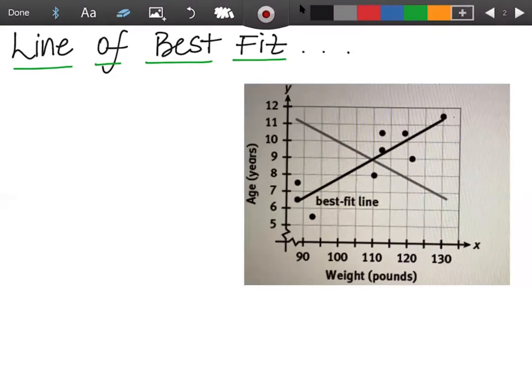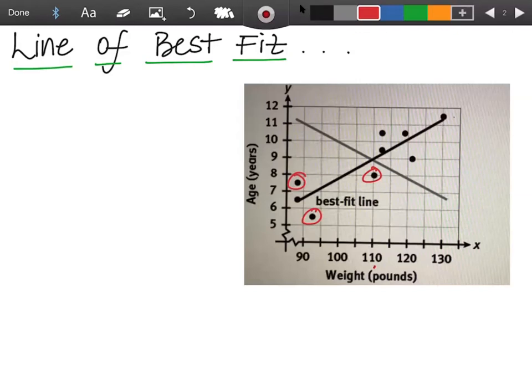So this graph is basically saying that as your weight increases, so does your age. So meaning the older you get, the more you weigh. So obviously we have some outliers here that disagree with this information, because if you weigh 110 pounds, they're saying that you're about 8 years old. But then if you look, some of these just don't fit the thing. So just because you increase in age doesn't necessarily mean that you're going to be super heavy, but it is a trend that the older you get, the more you weigh.